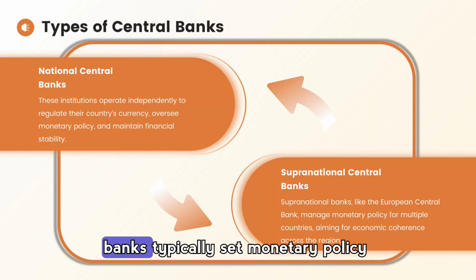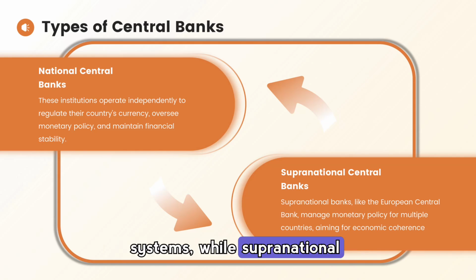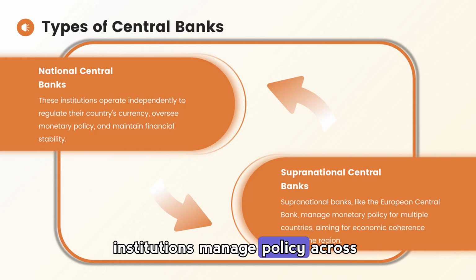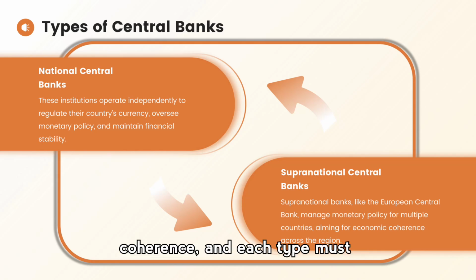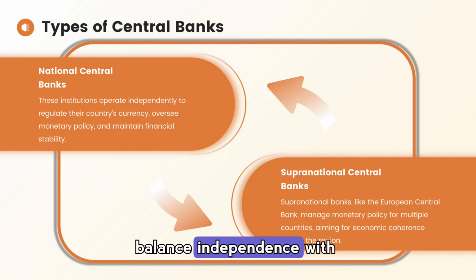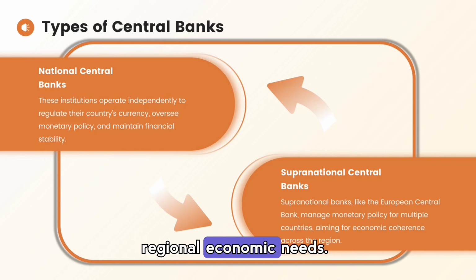Central banks can operate at different levels. National central banks typically set monetary policy and supervise domestic financial systems, while supranational institutions manage policy across multiple countries to foster regional coherence, and each type must balance independence with coordination to meet both local and regional economic needs.